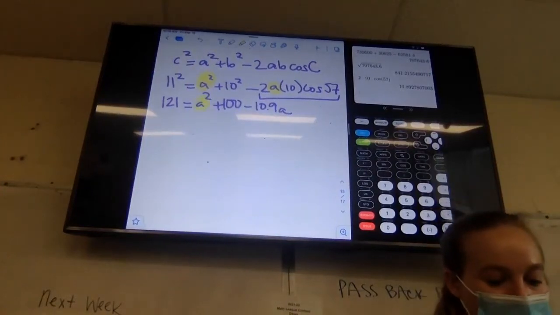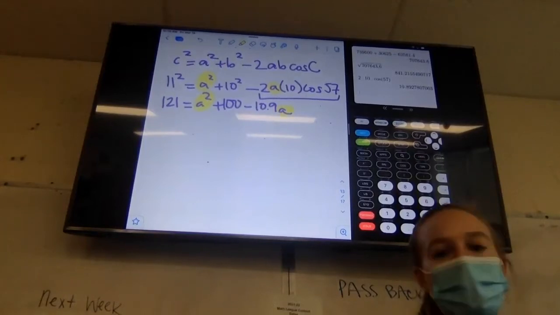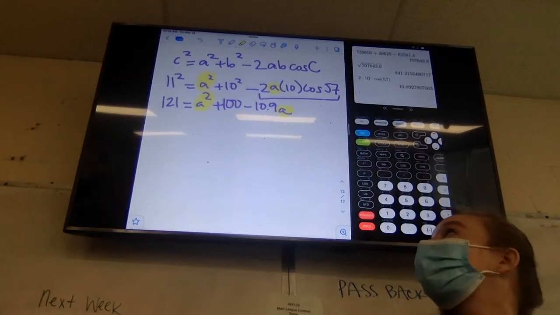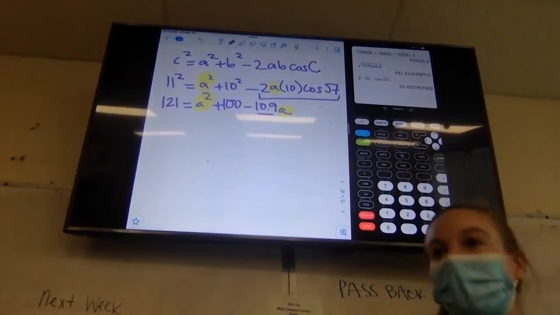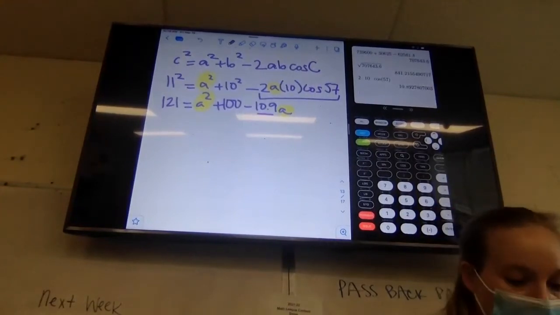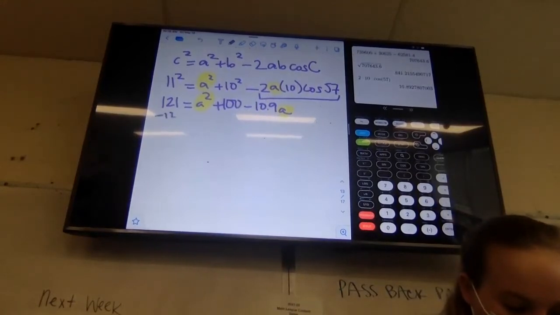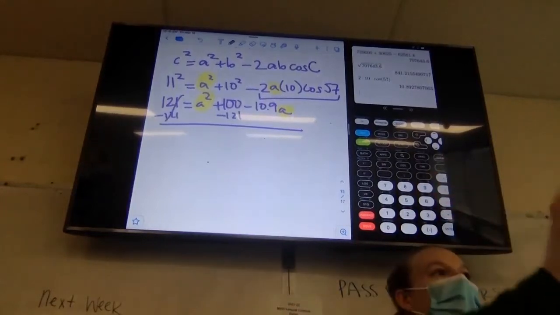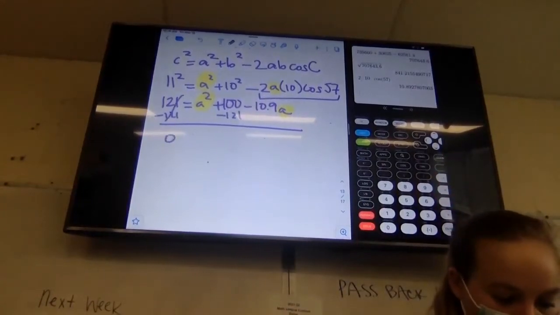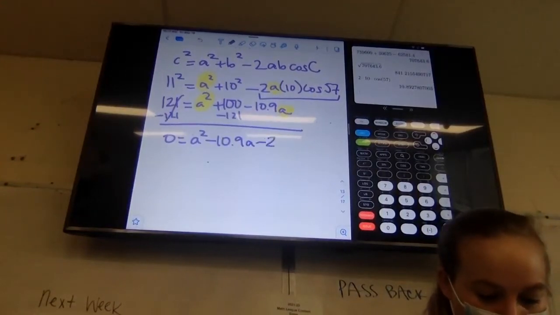Anytime you have an a squared, x squared, or a variable squared, and then a variable without a square, we're going to look to do quadratic formula or factoring. The reason I'm not going to factor here is because I've got 10.9, which is not going to be an easy factoring. So I'd rather not do that one. So let's move everything to one side. I'm going to minus my 121 from both sides, and then I'm going to order it in the right way. So I'm going to do my a squared first, then my a, then my constant. So 0 equals a squared minus 10.9a minus 21, because 100 minus 121 is just negative 21.